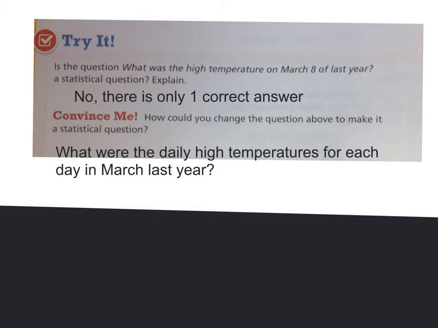So convince me, how could you change the question above to make it a statistical question? So different options, obviously, for this. We could have said something about different cities. What was the high temperature March 8th last year? We could change, rather than it just being a specific day, we could say what were the daily high temperatures for each day in March last year. By opening it up to several different days, then that would have more than one answer, would make it a statistical question.